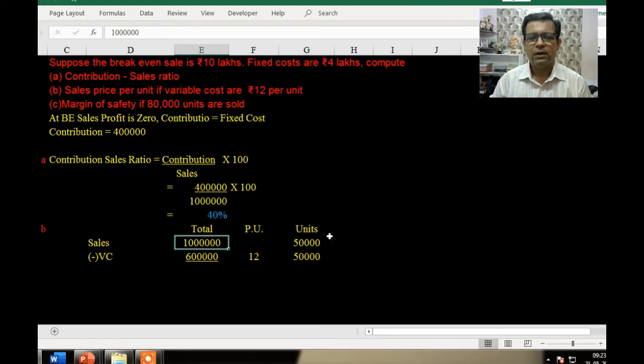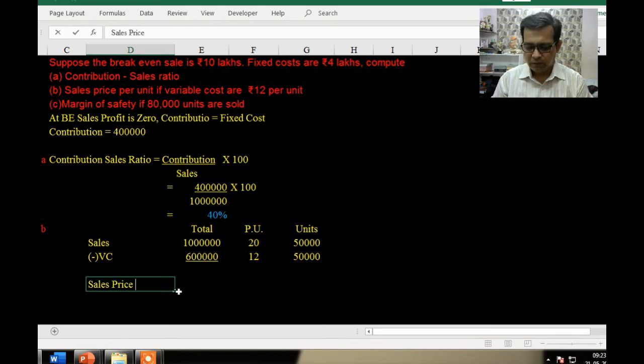50,000 units. The total sales is 10 lakh. Then what is the per unit price? Guys, simple. Total sales divided by total units. So what is our total sales? 10 lakh divided by total number of units, which is 50,000. We get our answer at 20. So the job's done. You can get the selling price, sales price per unit is equal to total sales divided by total units.